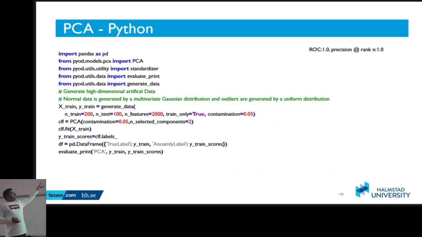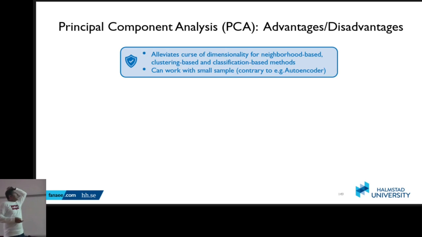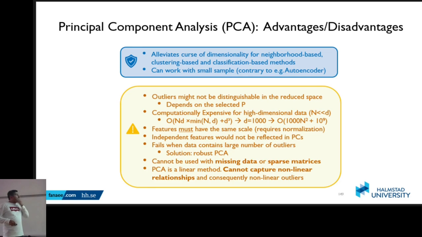You can use PCA for anomaly detection in the Python package. I don't talk about the code. Principal component analysis advantages. The first advantage is that it alleviates us from the cares of dimensionality. So we can apply PCA and get released of that high dimensionality. And then we can use neighborhood-based methods, clustering-based methods, classification-based methods. And it can work with a small sample. I mean, it doesn't need a large number of samples like methods such as autoencoder. I will explain autoencoder as well.